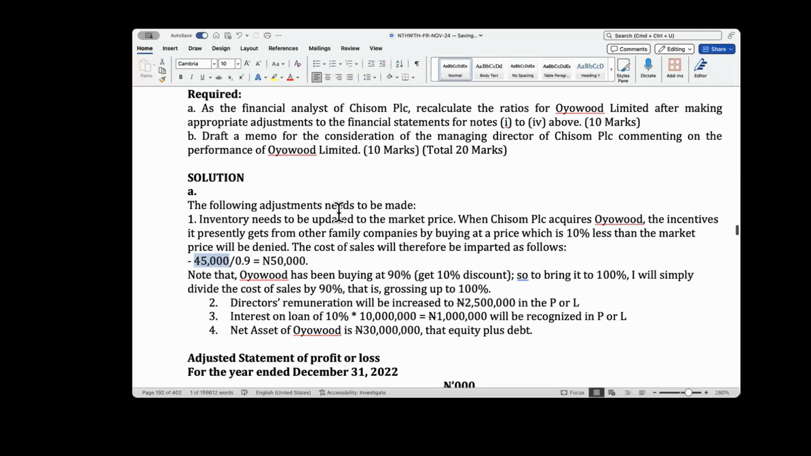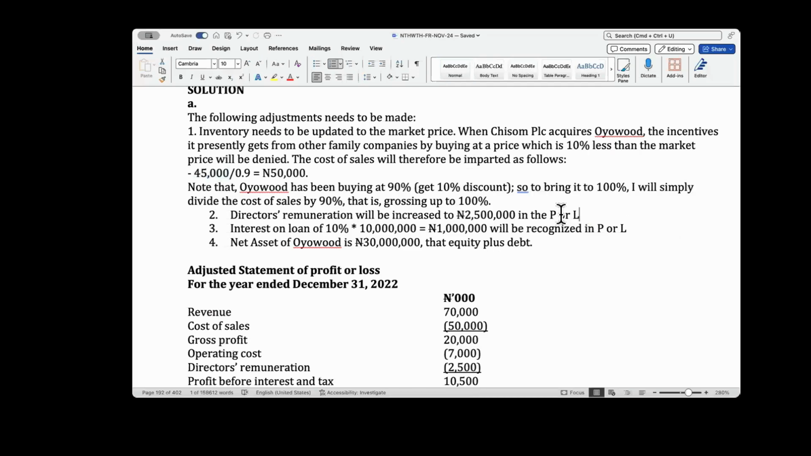That's one. Two, I said director's remuneration will be increased to 2.5 million in the P&L. That's the second adjustment I will make. Three, interest on loan of 10% of 10 million, which is 1 million, will also be recognized in P&L. And I said net asset of Oyowood is 30 million. That is equity plus debt.